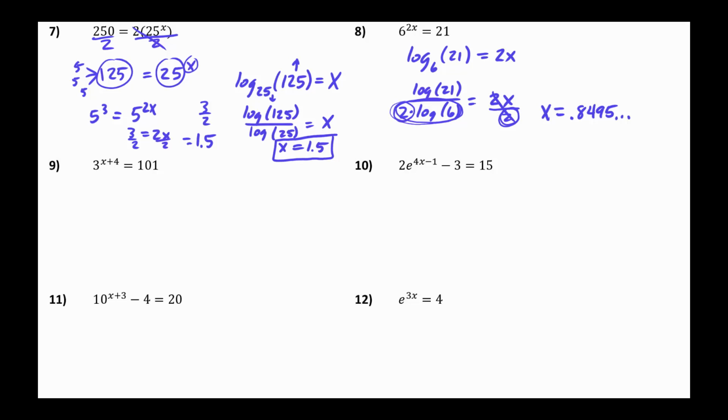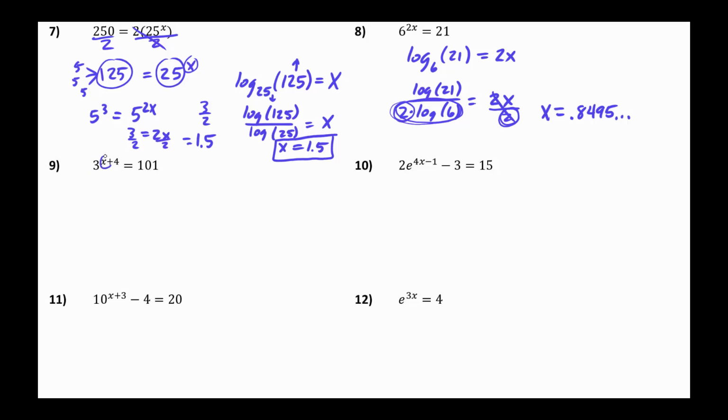So let's see if we can do something similar with question number 9. 3 to the x plus 4 equals 101. Well, you cannot just divide by 3. Dividing by 3 doesn't get rid of that base. A lot of people assume that that will happen, and it does not work that way.